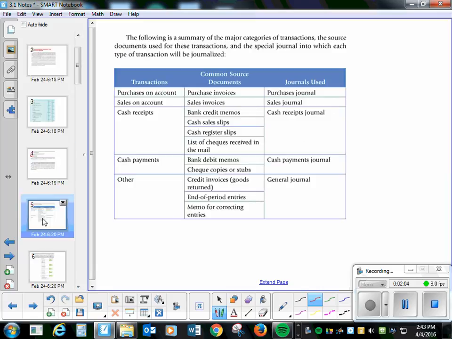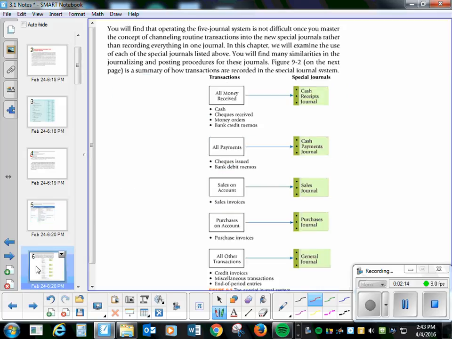So here's just a summary of the major categories of transactions and the source documents that go with each, and the journals that you are going to be using. So you can refer back to that if you need to. You will find that operating the 5-journal system is not difficult once you master the concept of channeling routine transactions into new special journals, rather than recording everything in one journal. In this chapter, we will examine the use of each of these specialized journals listed above. You will find many similarities in journalizing and posting procedures for these journals. Okay, so you can have a look at that as well.